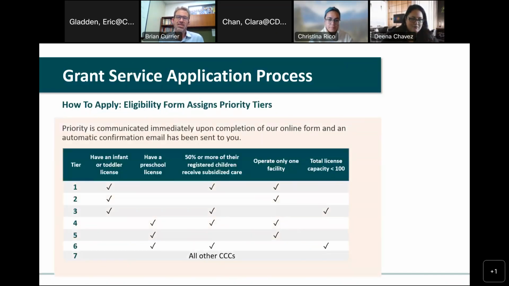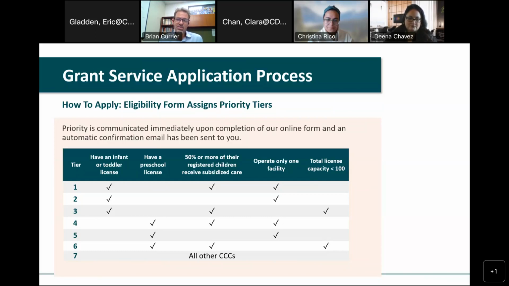Once you complete the eligibility form, your child care center will be assigned to a tier, and you'll receive a confirmation email immediately, so you know exactly where you stand. We are currently serving all applicants in tiers 1 through 5 with testing services. These are our priority centers, and I'll use that phrase later, priority centers.